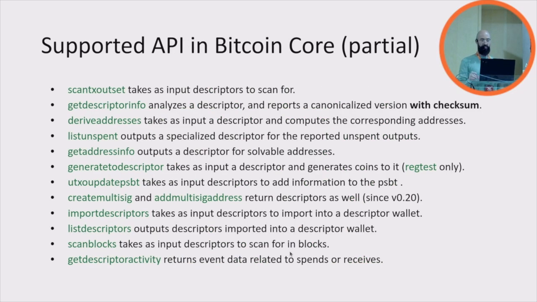Now, there are a lot of APIs supported in Bitcoin Core. You can use scan tx out set and get descriptor info, and you can use descriptors for a lot of APIs. Eva did good work here, and I think almost everything now supports descriptors. And by the way, you cannot create a legacy wallet anymore. You can just create a new descriptor wallet. There's a workaround, but Bitcoin Core now supports only descriptor wallets.